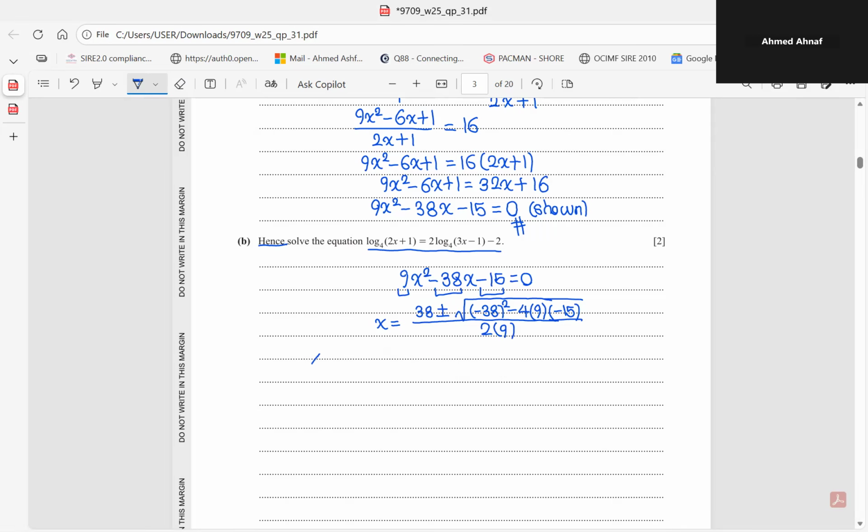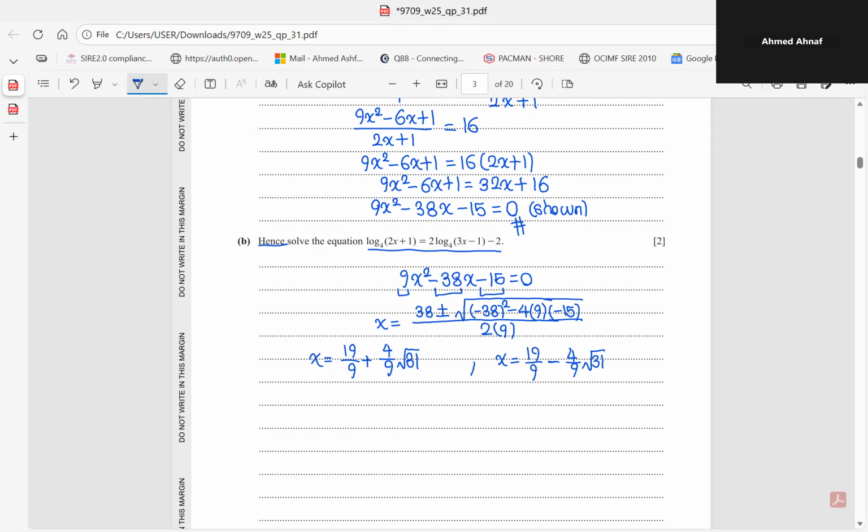Okay, so I'm just going to get the exact answer first. Yeah, that's how I like to do it. Just keep everything in exact form until we get our final answer. So 9 minus 38 minus 15, you'll get 19 over 9 plus 4 over 9 square root 31. And obviously the other answer would just be the same, except the plus is replaced with a minus. So 19 over 9 minus 4 over 9 times square root 31.